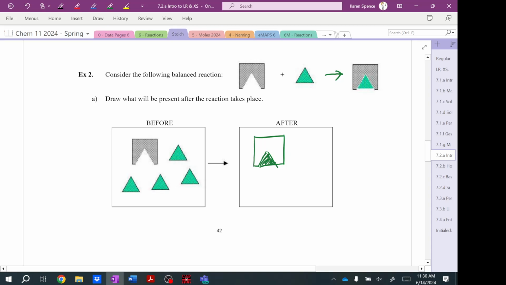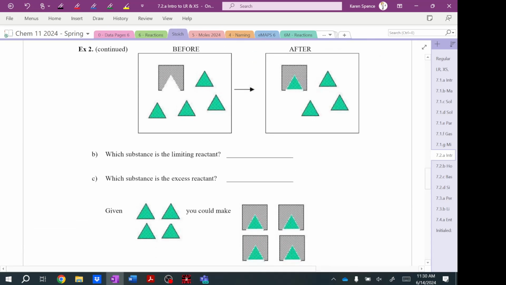What else should I have in here? I should have 3 triangles left over, yes? So who is the limiting reactant? The square is the limiting reactant, and the triangles are, what do we call those ones? Those are the excess reactant. Excellent. So what is the limiting reactant? That is the square. What is the excess reactant? Those are the triangles.